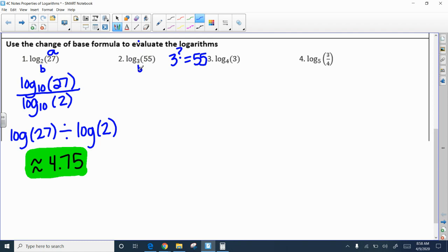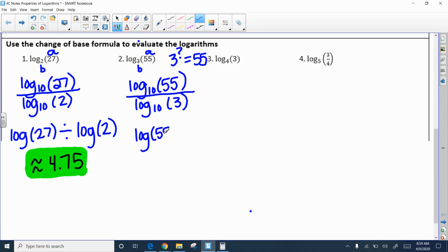So this is in the form log base b of a. So when I change the base, I'm going to change it to log base 10. So it's going to be log base 10 of a, so log base 10 of 55, divided by log base 10 of b, which is 3. So log base 10 of 55 divided by log base 10 of 3. The base of 10 is our common logarithm, so we don't have to write it. So I could also write it like this. Log of 55 divided by log of 3.